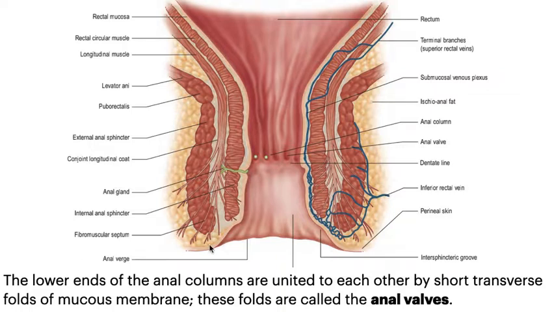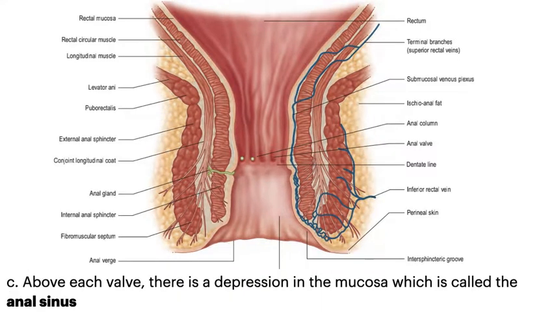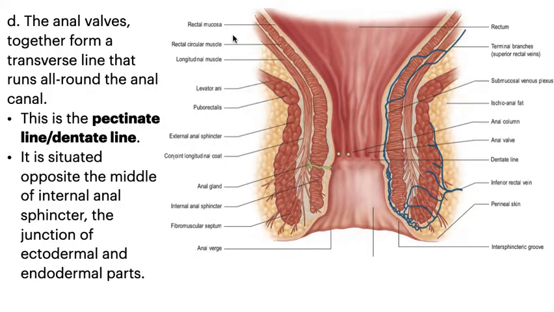Now, the lower ends of these anal columns are united with each other by short transverse folds of mucous membrane called the anal valve. This is the anal valve over here. Above each anal valve, there is a depression of the mucosa which is called the anal sinus. The anal valves together form a transverse line that runs all around the anal canal. This is called the pectinate or the dentate line, situated opposite the middle of the internal anal sphincter, and it is the junction of the endodermal and the ectodermal parts of the anal canal.